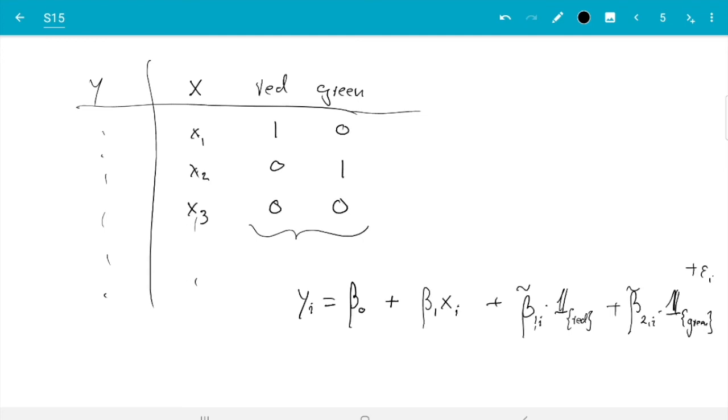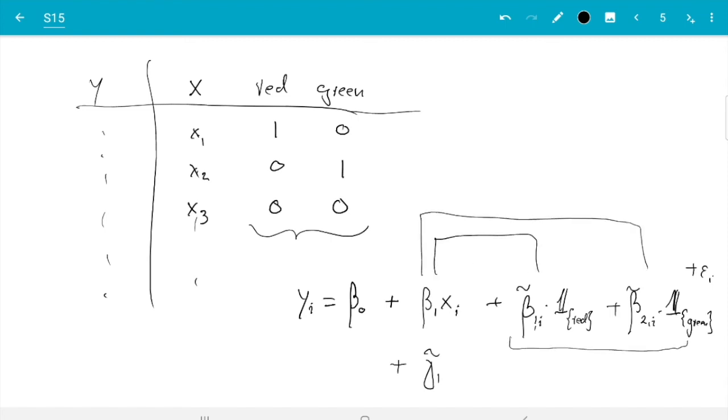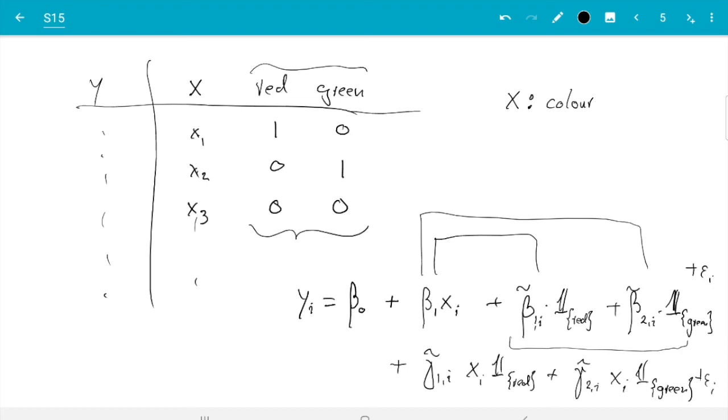Now, if we add an interaction term, then we would have, let's just call them gamma tilde 1 and so on, then we would have all products of this with one of these. Because these two represent one variable, we would not have products here. That would not make sense because they would be all zero anyway. But if we write x interaction with, let's call the extra column color, then we would get two products here because color is now represented as two columns. And that would be gamma tilde 1i, say, x_i times the indicator function of red plus gamma tilde 2i, x_i times the indicator function of green plus epsilon_i. And you see what's going on here.